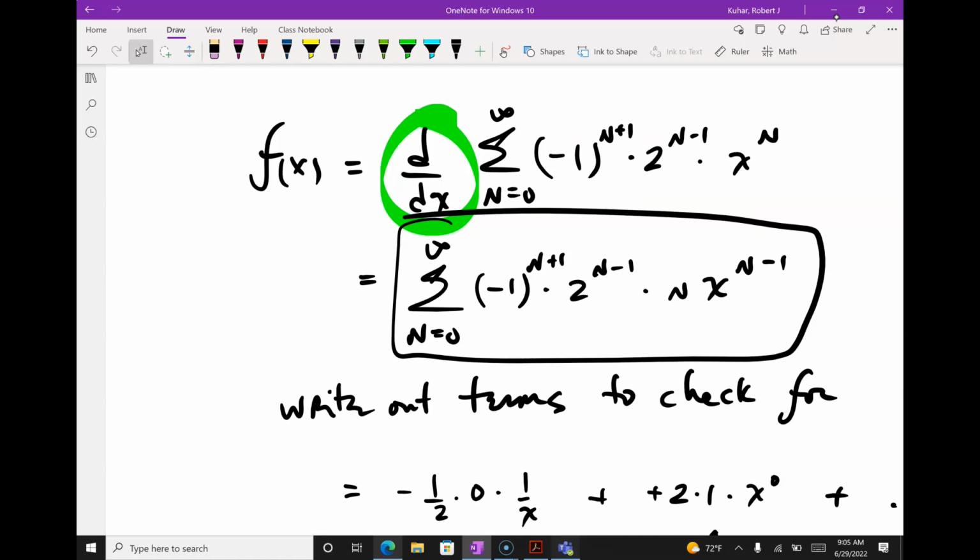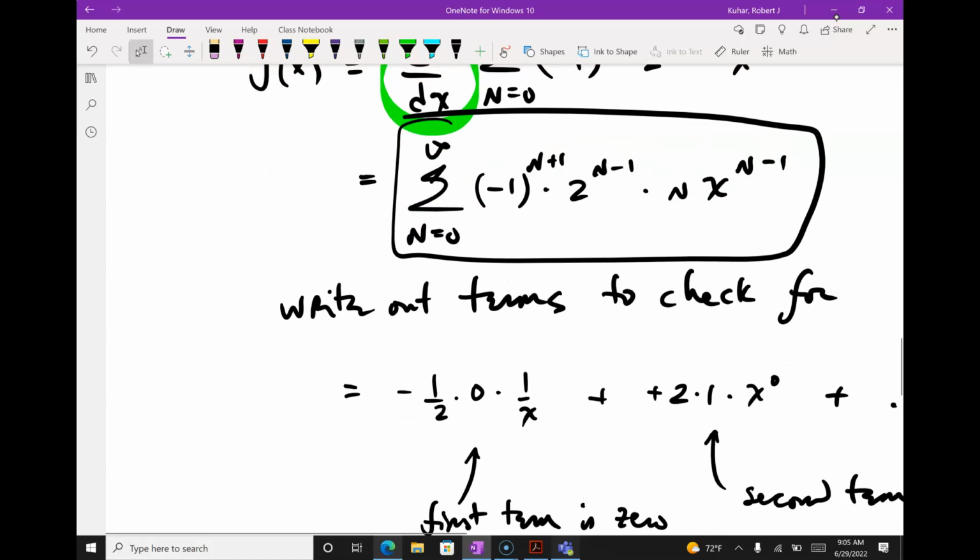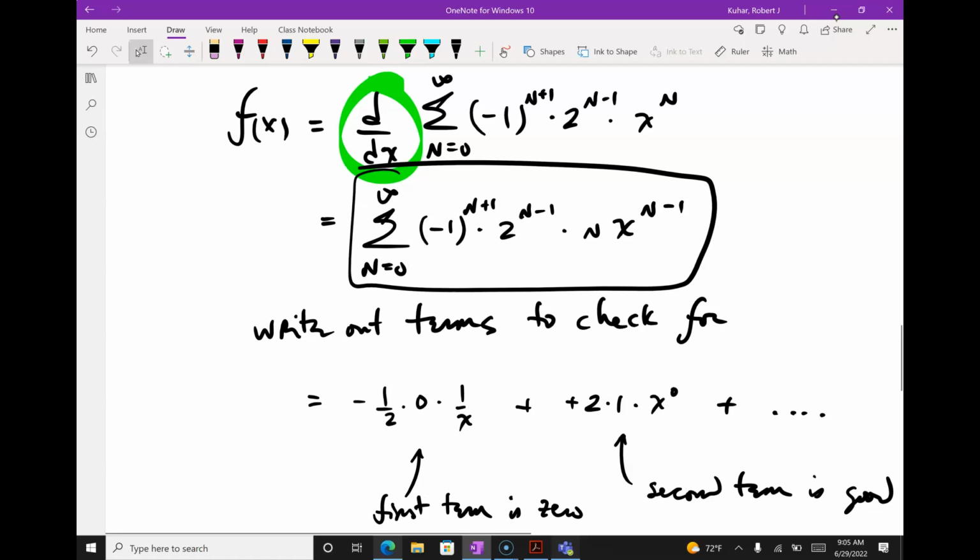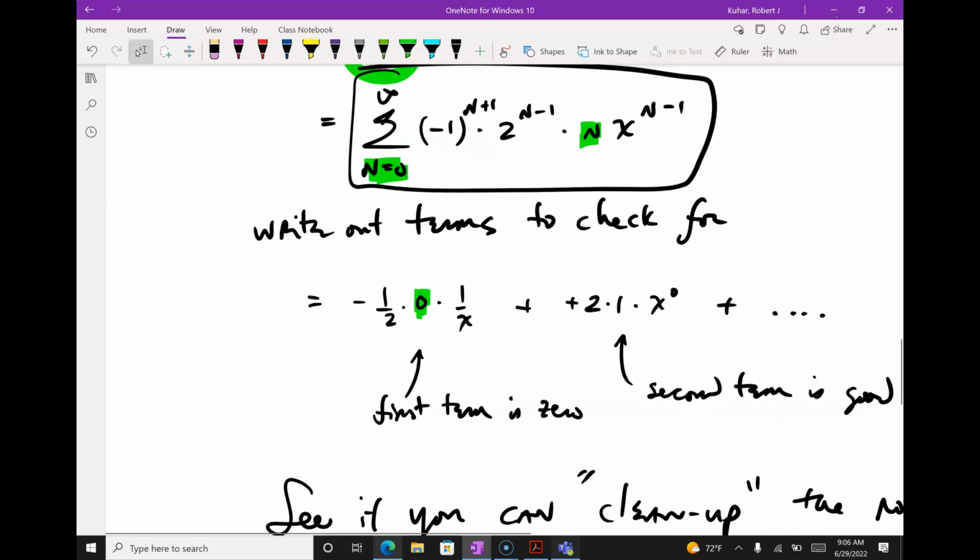Notice nothing changes about the -1, nothing changes about the 2, but when I take a derivative of x to the n, it's n times x to the n minus 1. And then I want to start writing out terms to see if I have anything that can just be skipped. And clearly when I put in n is 0, that first term goes away. So this first term is 0. I don't need to have it in my notation.